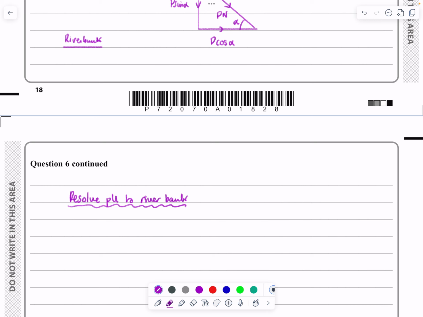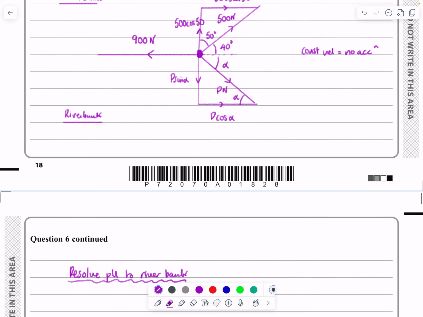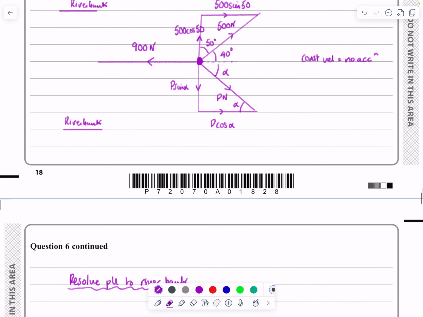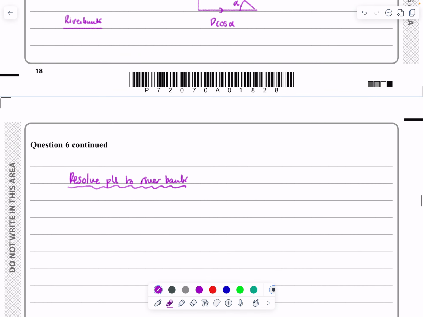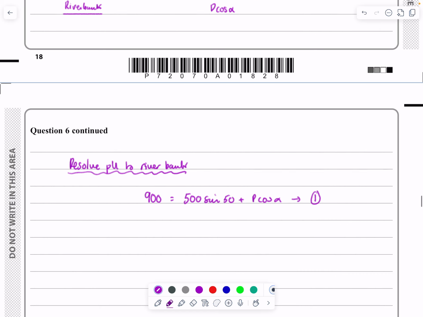So if I'm going parallel to the riverbank, I've got 900, 500 sine 50, and P cos alpha. So I've got that 900 is equal to 500 sine 50 plus P cos alpha there. I'm going to call that equation 1 because I know I'm going to have to do some work with that.